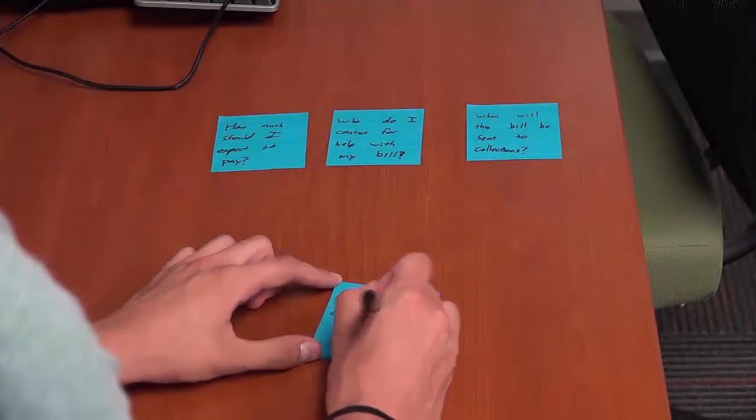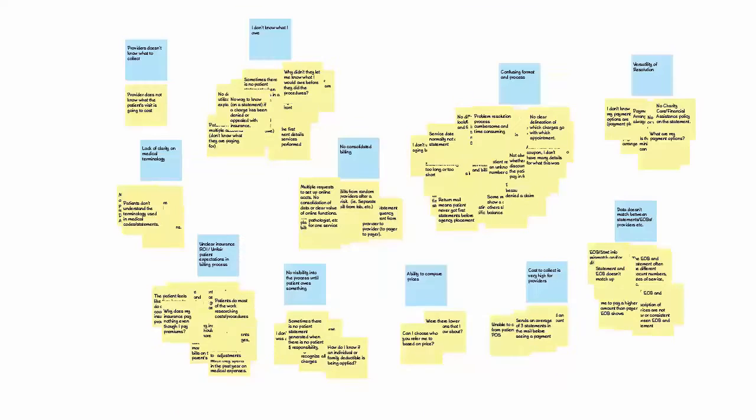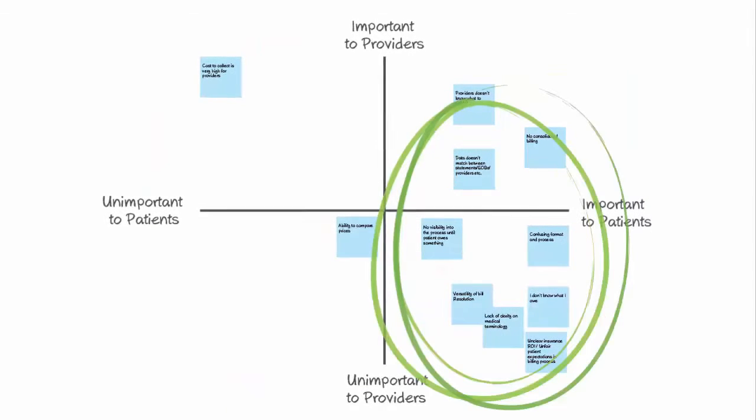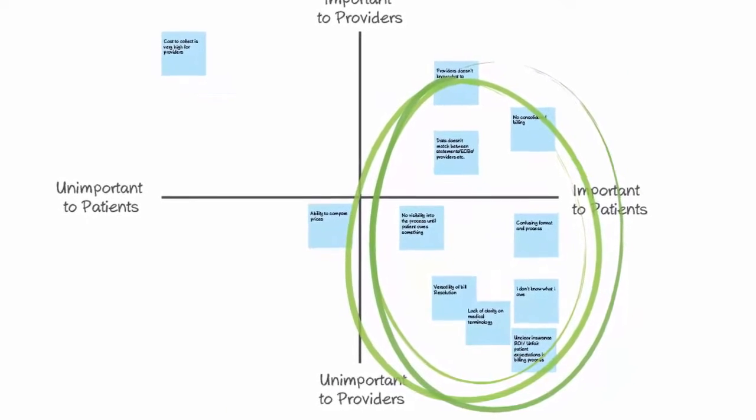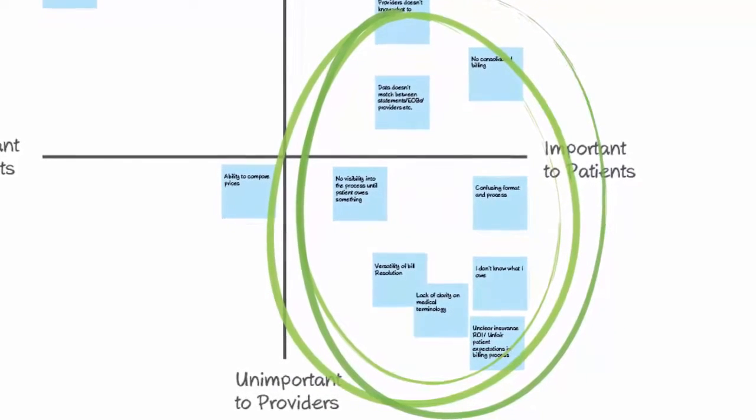We started by evaluating the problem space. Our team came up with 98 problem statements. We grouped them, plotted them, and decided our solution would focus on solving 5 of them. Those we felt mattered more to the patient, regardless of how important they were to the provider or the payer.